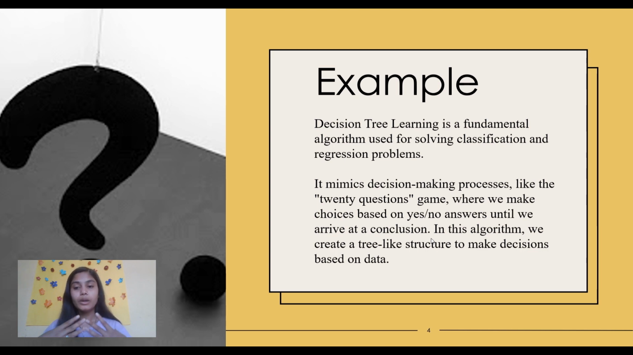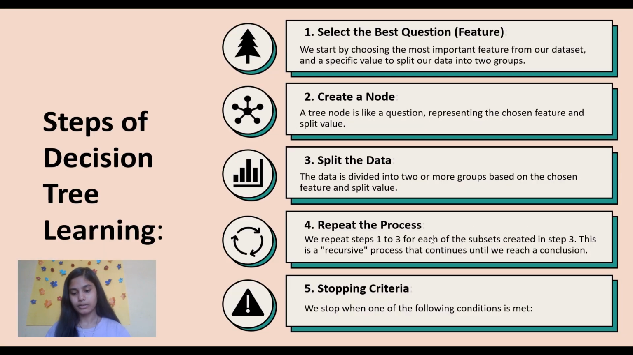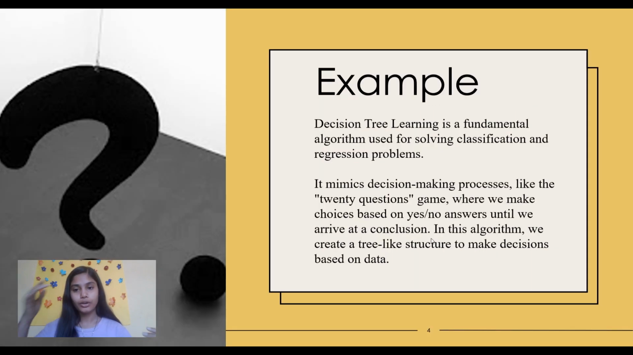Let's understand it. This is not an example, but it is the process, and in the next video we will learn how we divide the tree, how we divide the node, with a pure example. Okay, decision tree learning is a fundamental algorithm used for solving classification and regression problems. So decision tree is only doing two things, which are classification and regression. Only these two things it can solve.